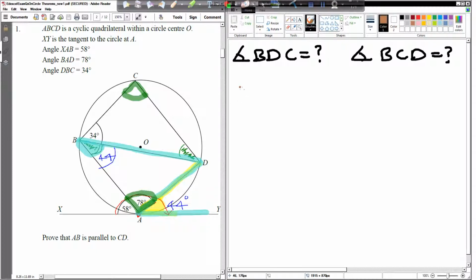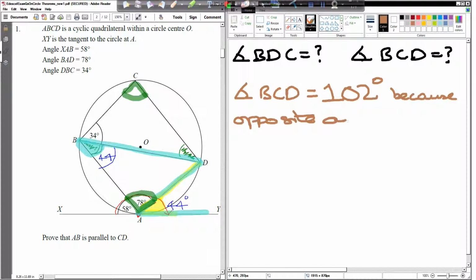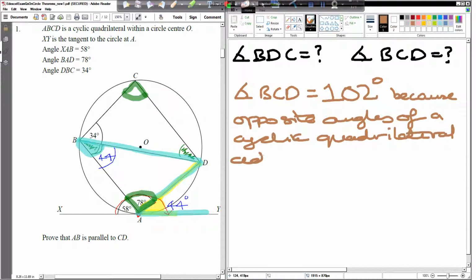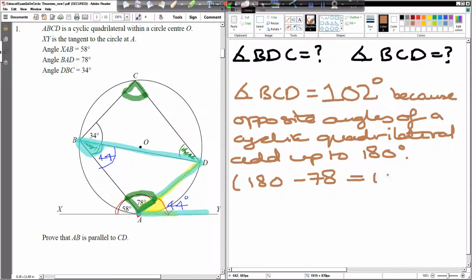So we say here, angle BCD. What's angle BCD equal to? What's 180 minus 78? 180 minus 78 gives us 102. So you're making that statement: angle BCD is equal to 102 because opposite angles of a cyclic quadrilateral add up to 180. And then after you've made that statement, we can put a little note here of what our actual calculation is. So 180 minus 78 is equal to 102. That's where we got our answer from, and that's explained there. We've done that beautifully. Let's put that number on there.